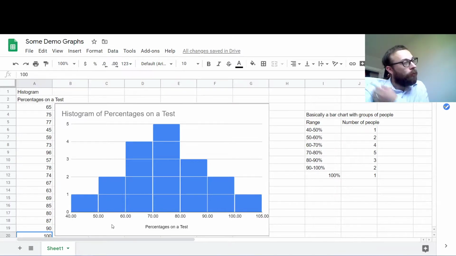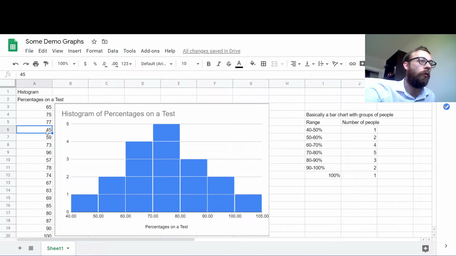So here we have 40 to 50%. Well, only one person got that, it says. And if you check through here, oh look, only one person got below 50%. So it got 45%. And then you can look between any range and see how many people were there. So if I want to know how many people got 100, well, 100 and above, only one person. Here, between 90 and 100, two people. So you can see any group. So that's what a histogram is.